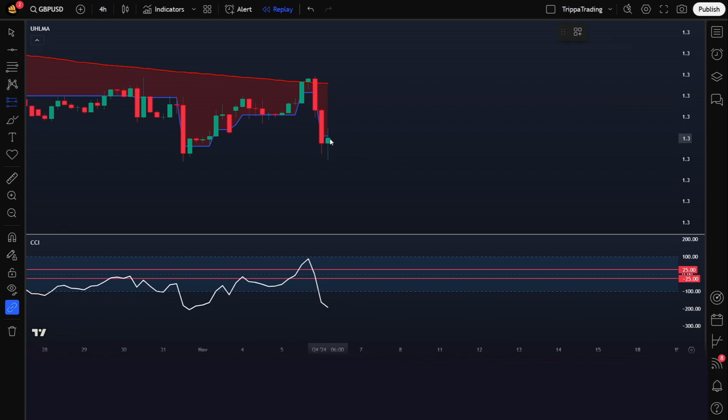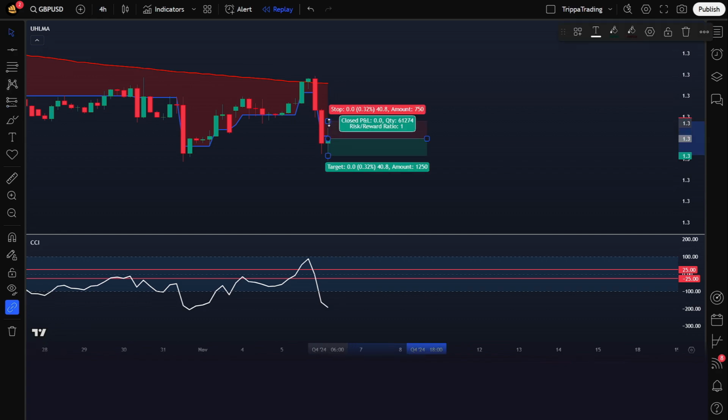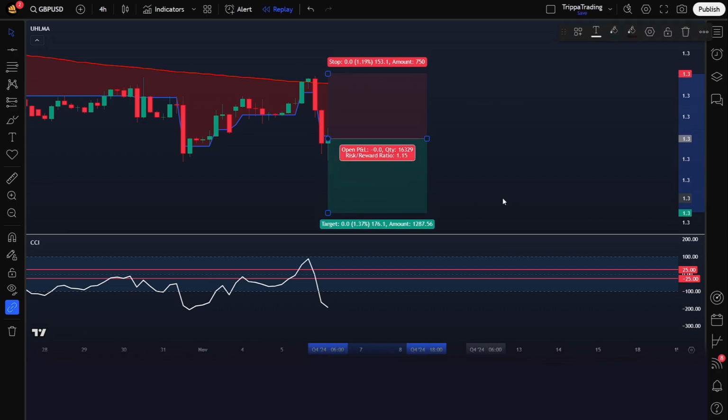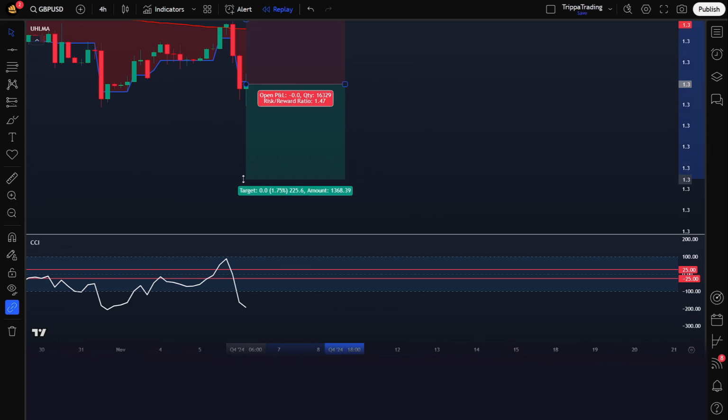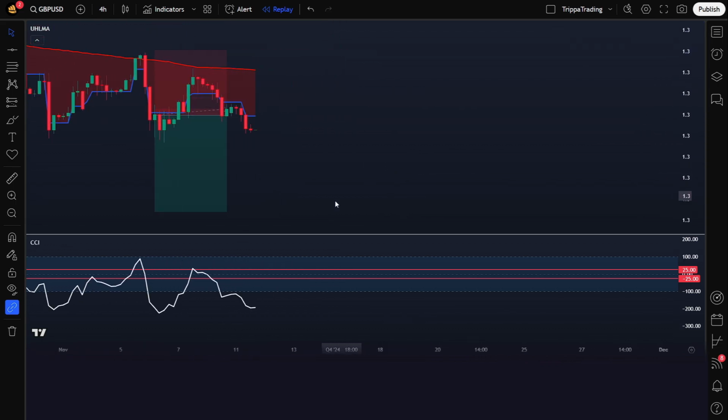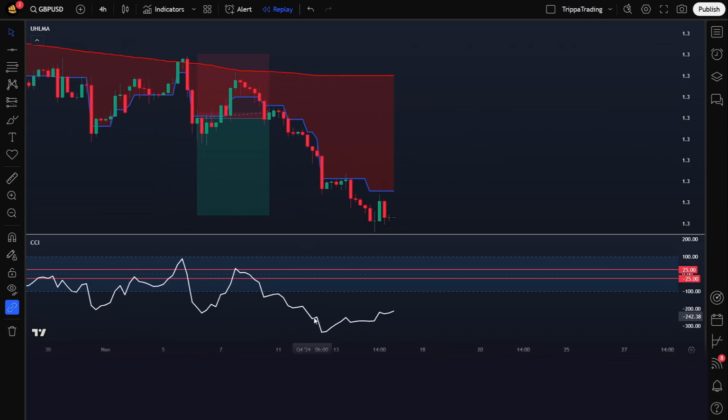This confirms a sell signal. So if these two conditions are fulfilled, we can open a sell position here. The stop loss will go above the most recent swing high, and the take profit will be set at 1.5 times the risk. If you are a beginner, you should follow these rules strictly.